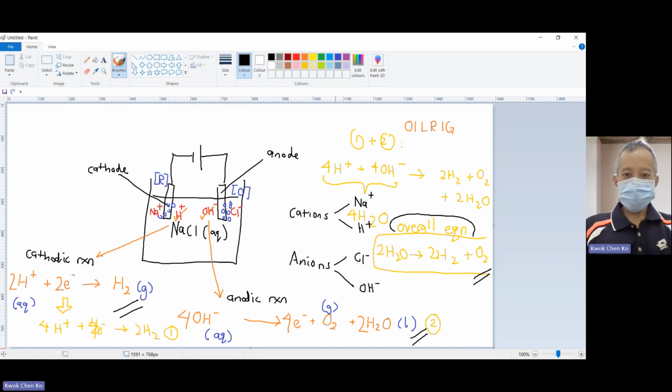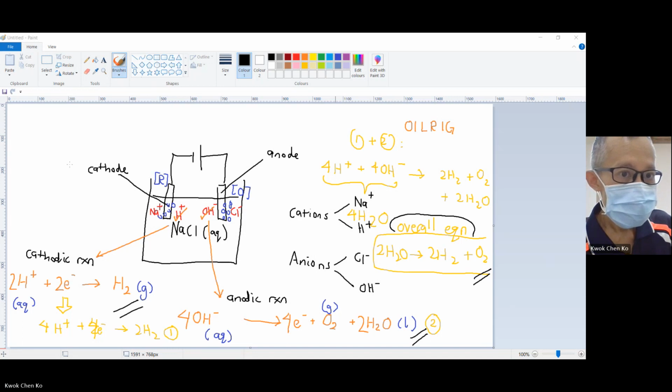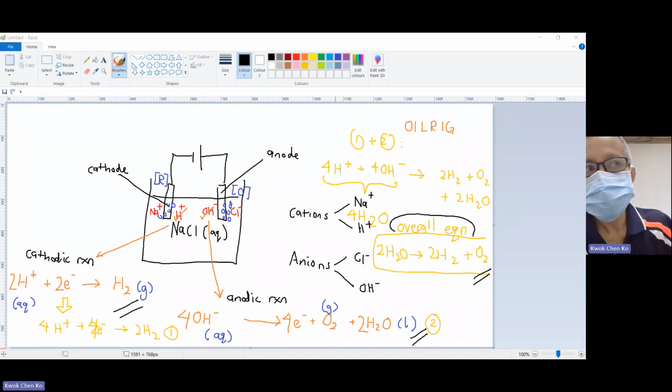Okay, let's go back to the second case I'm going through. This one is so easy, no? Nothing to decide. Once again, label them. This is your anodic reaction. Cathodic reaction. Now, of course, if you want, you can write the overall reaction as well. Remember, there's another way to determine the overall reaction.